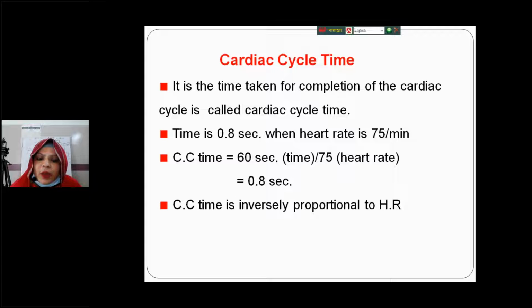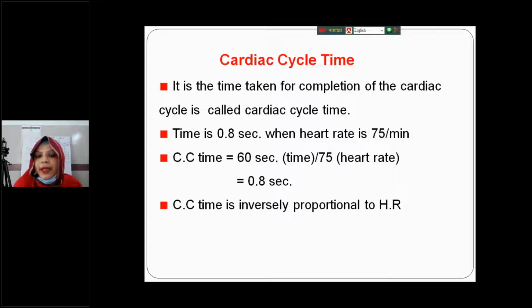And always remember one thing, one very important MCQ question. Cardiac cycle time is inversely proportional to heart rate. If heart rate increases, cardiac cycle time always decreases. Suppose heart rate is 80 beats per minute. At that time, how much cardiac cycle time will occur? If you calculate 60 seconds divided by 80 beats, you will get 0.75 seconds. Whenever heart rate increases, cardiac cycle time decreases.